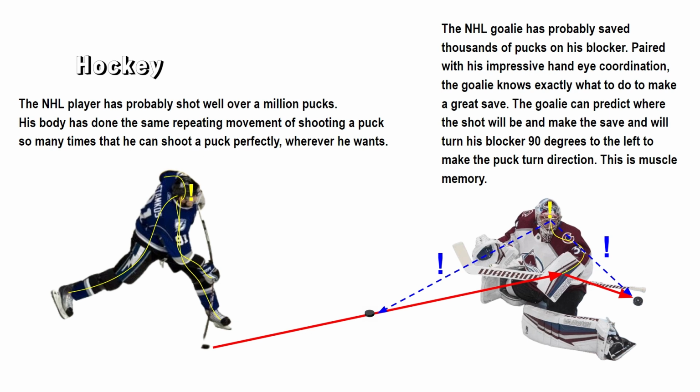The next example, sports, or in this case, hockey. Now, the NHL player on the left has probably shot well over a million pucks in his career. His body has done the same repeating movement of shooting a puck so many times that he can shoot a puck perfectly wherever he wants. Now the NHL goalie on the right has probably saved thousands of pucks on his blocker. Paired with his impressive hand-eye coordination, the goalie knows exactly what to do to make a great save. The goalie can predict where the shot will be and make the save, and will turn his blocker 90 degrees to the left to make the puck turn direction. This is muscle memory.